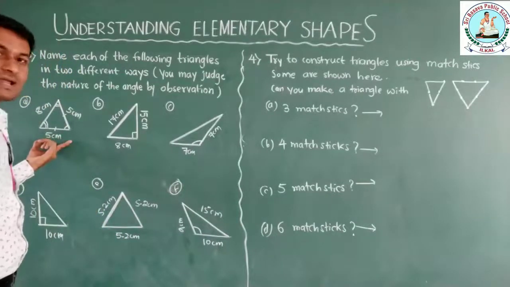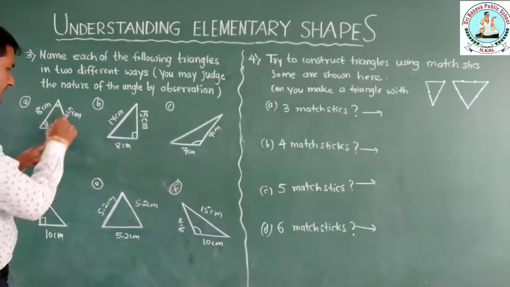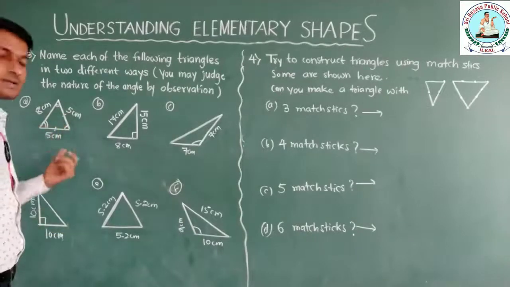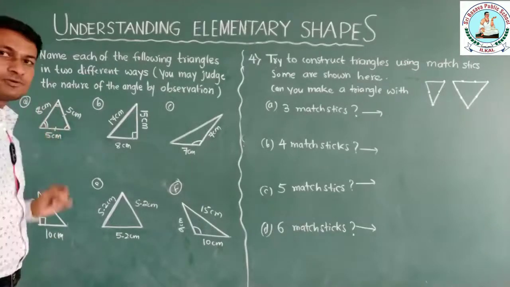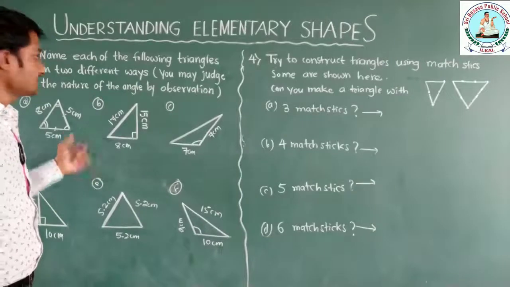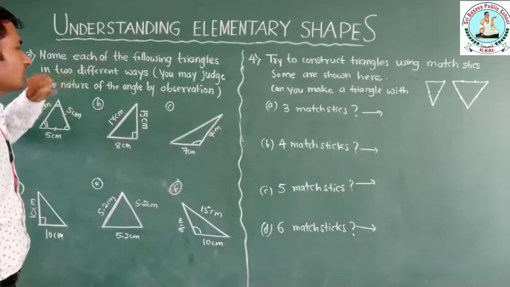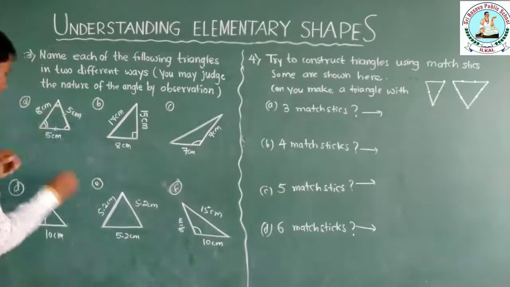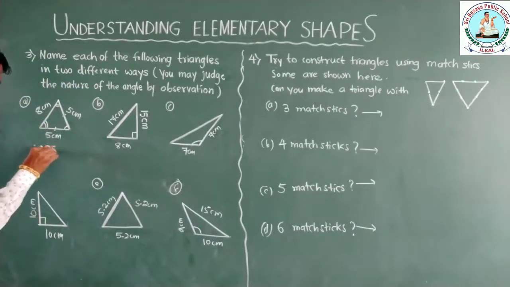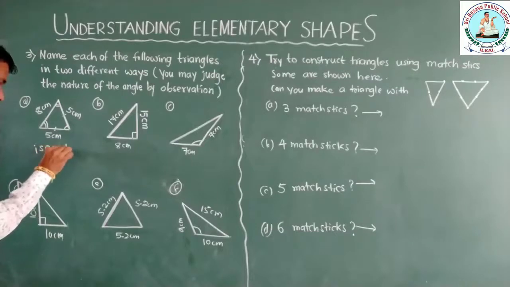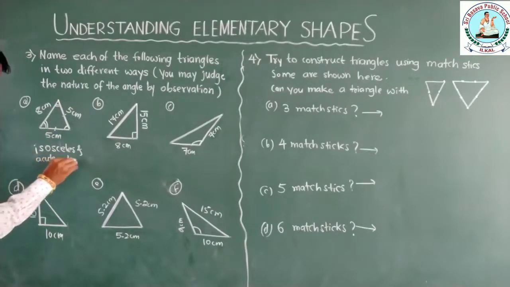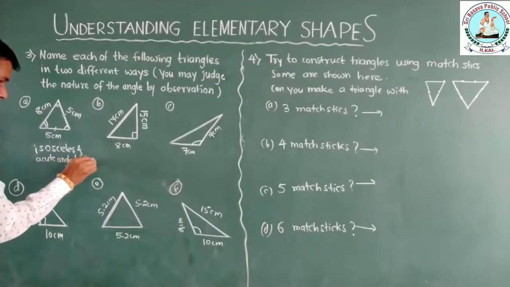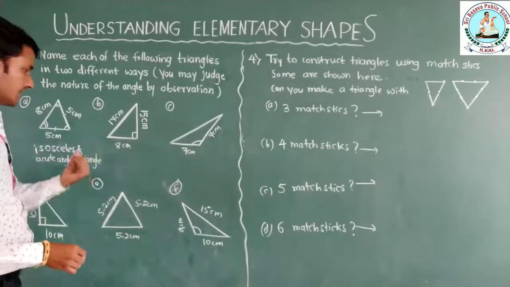So when you look at the first triangle, you can see that the lengths of two sides are equal. Means this side and this side are equal, so it is an isosceles triangle, and at the same time all the angles are acute here. They are telling us to name each of the following triangles in two different ways. So first is isosceles, and next is acute angled triangle. So this is the first triangle. The next one.